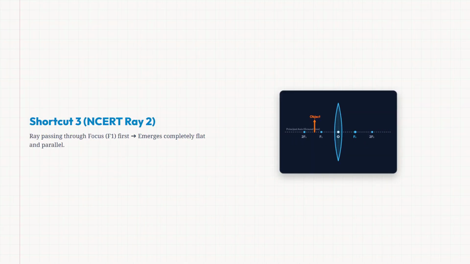Shortcut 3, the exact opposite of shortcut 1. If a ray passes through focus F1 first, it leaves the lens traveling completely flat and parallel to the ground line.